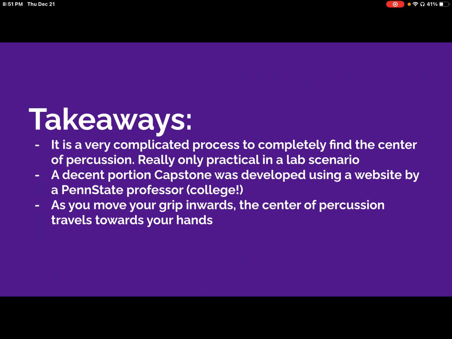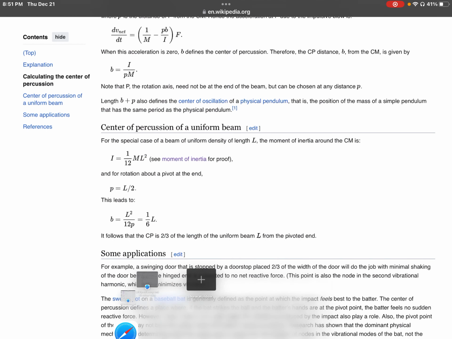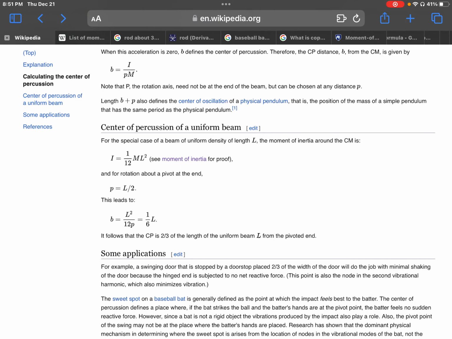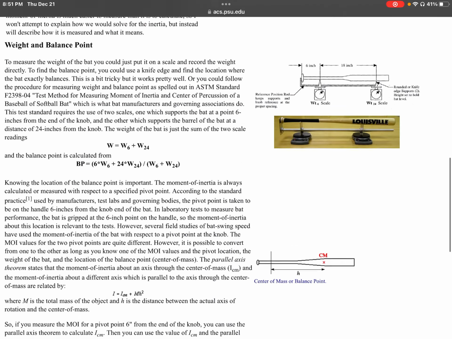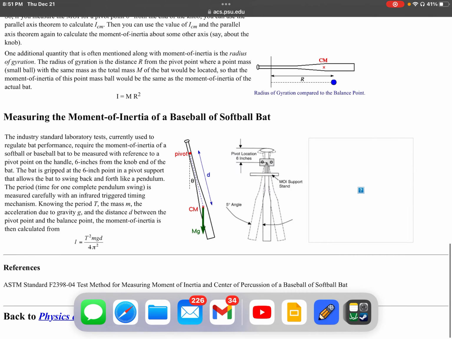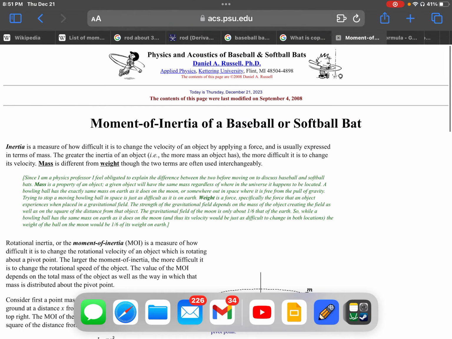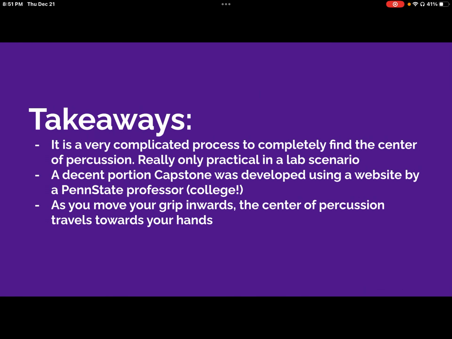And a decent portion of the capstone was developed using a website by a Penn State professor. I'll just show it, it's kind of cool. It's loading right now. He's got this whole website, physics and acoustics of baseball and softball bats. It's pretty crazy. It's from 2008, but it was very useful in developing this. There's some stuff that is beyond my understanding, but what I was able to make sense of, I tried to dumb down for an AP level. And as you move your grip inwards, the center of percussion travels towards your hands.